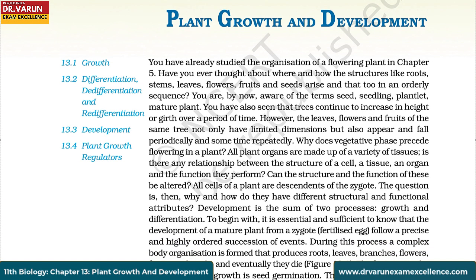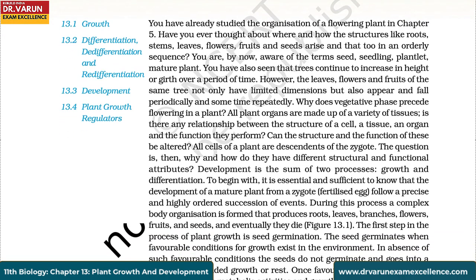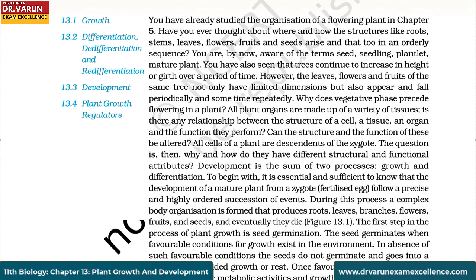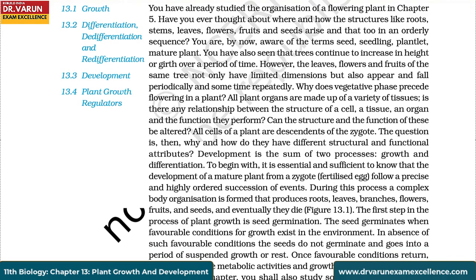You have also seen that trees continue to increase in height or girth over a period of time. However, the leaves, flowers, and fruits of the same tree not only have limited dimensions but also appear and fall periodically and sometimes repeatedly. Why does the vegetative phase precede flowering in a plant? All plant organs are made up of a variety of tissues. Is there any relationship between the structure of a cell, a tissue, an organ, and the function they perform? Can the structure and the function of these be altered?